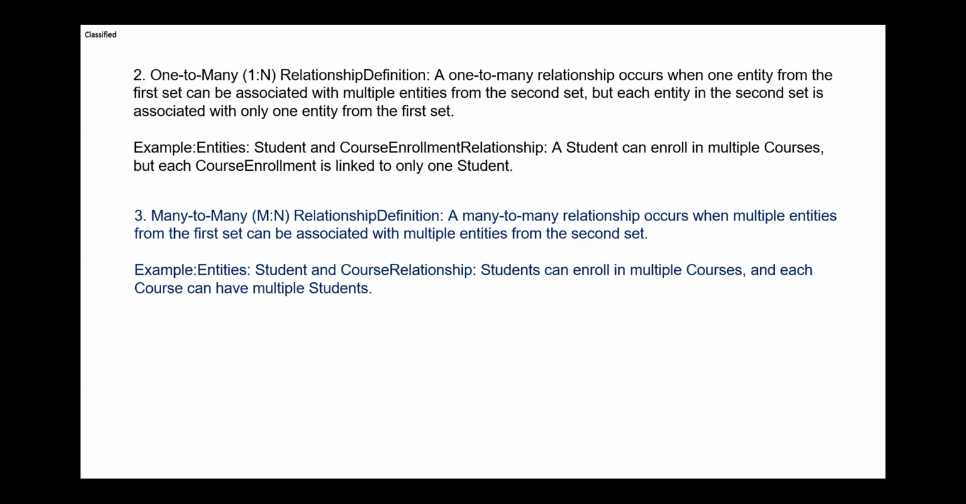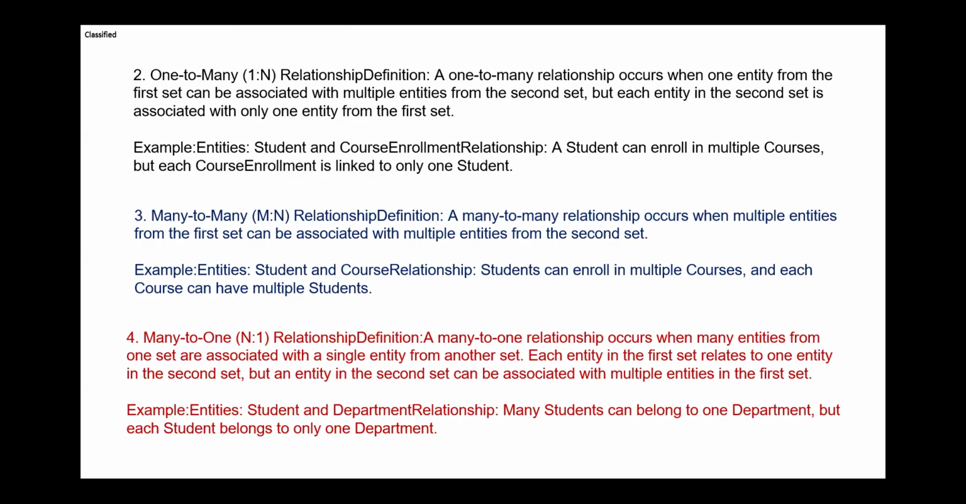Many to many. A many to many relationship occurs when multiple entities from the first set can be associated with multiple entities of the second set. Like the student and the course: students can enroll in multiple courses and each course can have multiple students. Many to one is the reverse of the one to many. From the table on the left side, many entities from one set can be associated with a single entity of another set, like the student and the department. Many students can belong to one department, but each student belongs only to one department, right? So if you're an MBA course student, you will only belong to the MBA department.